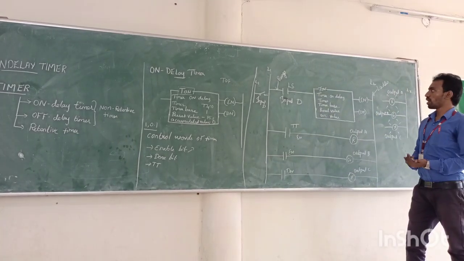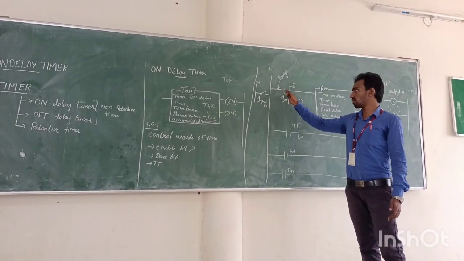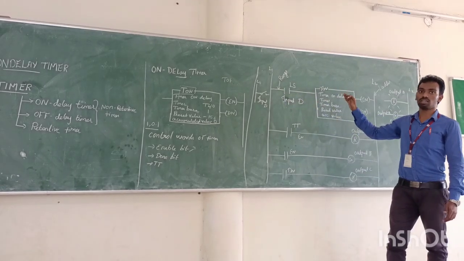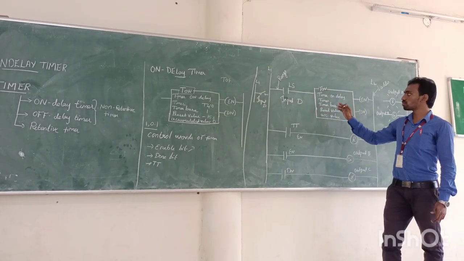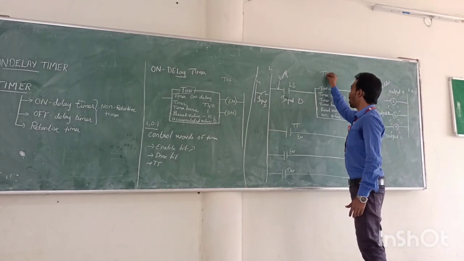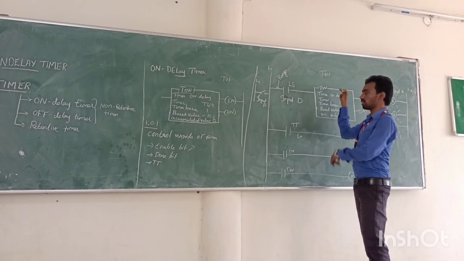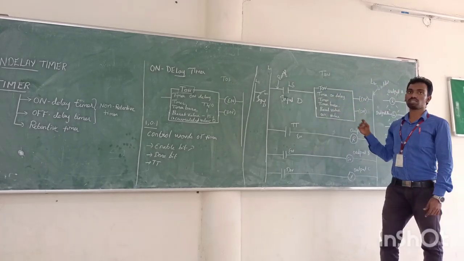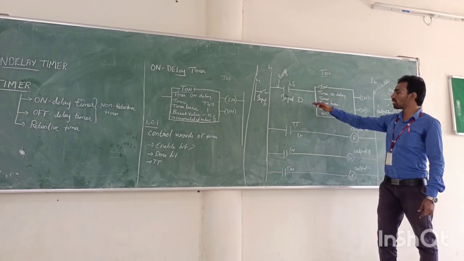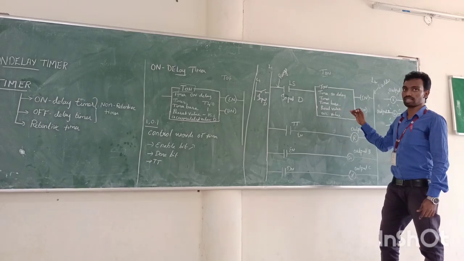So moving to this program. When the switch is closed, what will happen? Automatically the timer will get input power supply, and the timer will start timing. From the name you can easily understand it is an on delay timer. When the power supply reaches the timer, it will start counting.